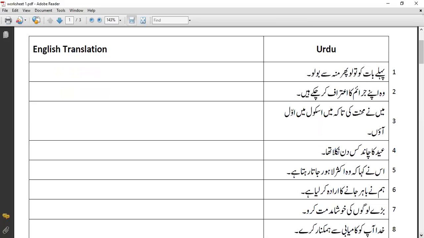This is worksheet one. There was some error on the portal. It wasn't uploading this particular worksheet. All right. Yes, is there any question? Okay.